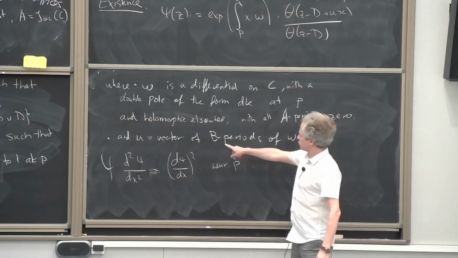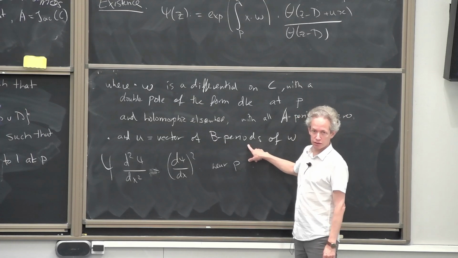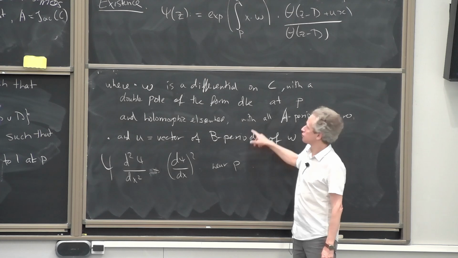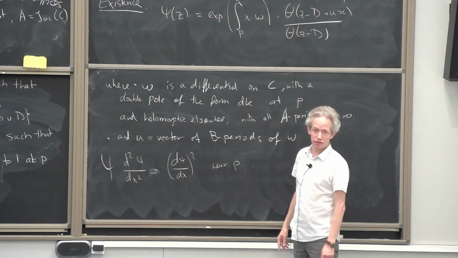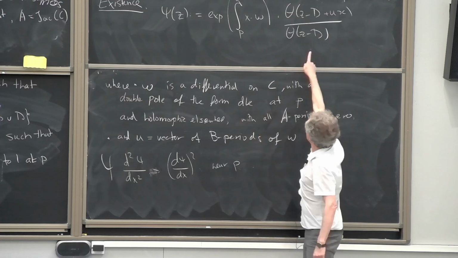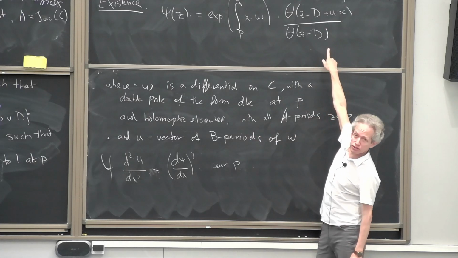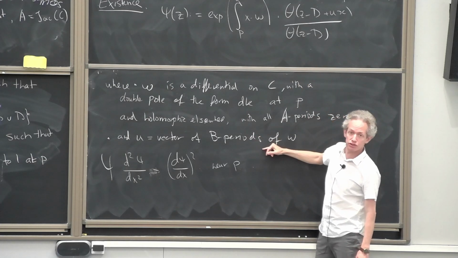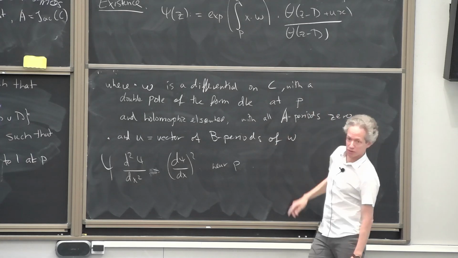Well, u is a vector of B periods, right? So it's a point in the Jacobian. And x is a complex number. And the Jacobian is covered by C to the g. So I'm perceiving all this as written in C to the g. So u is a g-dimensional vector, which I'm multiplying by a complex number.